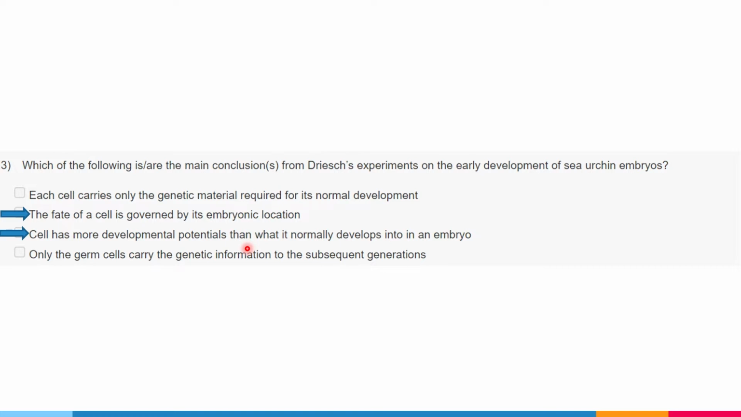So it is not just that one cell can autonomously develop throughout the embryo, but the neighboring interactions are also very important. These are the main conclusions from Reich's experiments. Does anyone want to ask anything about this particular question? Okay.